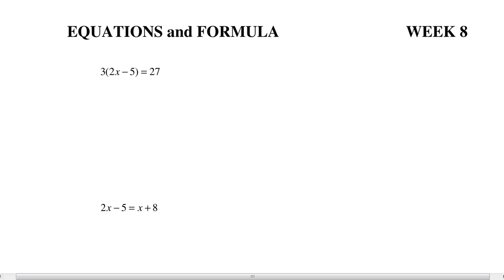Now there's a couple of ways we can do it. We can do it by dividing both sides by 3 if we wish to, or we can expand the bracket and then go ahead and solve. So I'm going to start by expanding the bracket first. So that means multiplying everything inside the bracket by 3. So if we do that, we'll have 6x minus 15 is equal to 27.